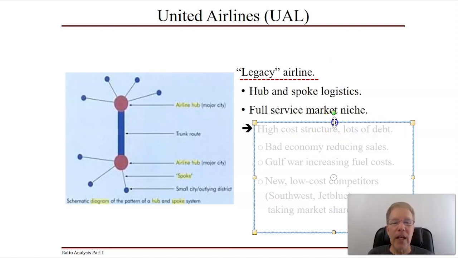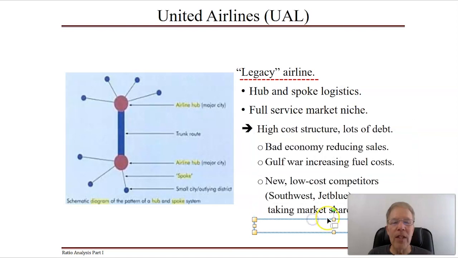Some other things that were important about these legacy airlines, and United in particular, was that they generally all had a very high cost structure with lots of debt. Why? Well, all of them had this full service market niche, and that makes it such that you've got to have three different types of food. You've got to train for three different types of services for your stewards and stewardesses, et cetera, et cetera.